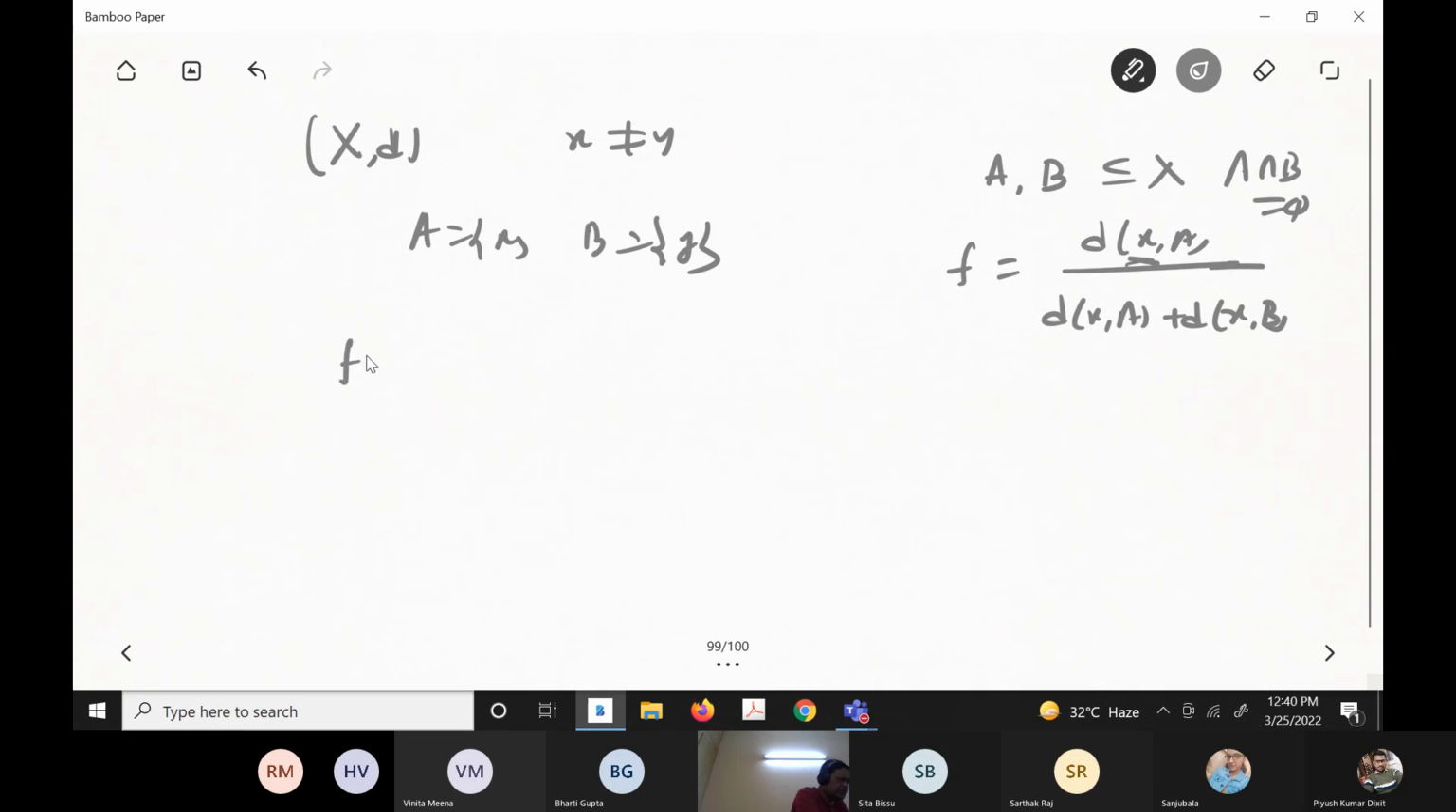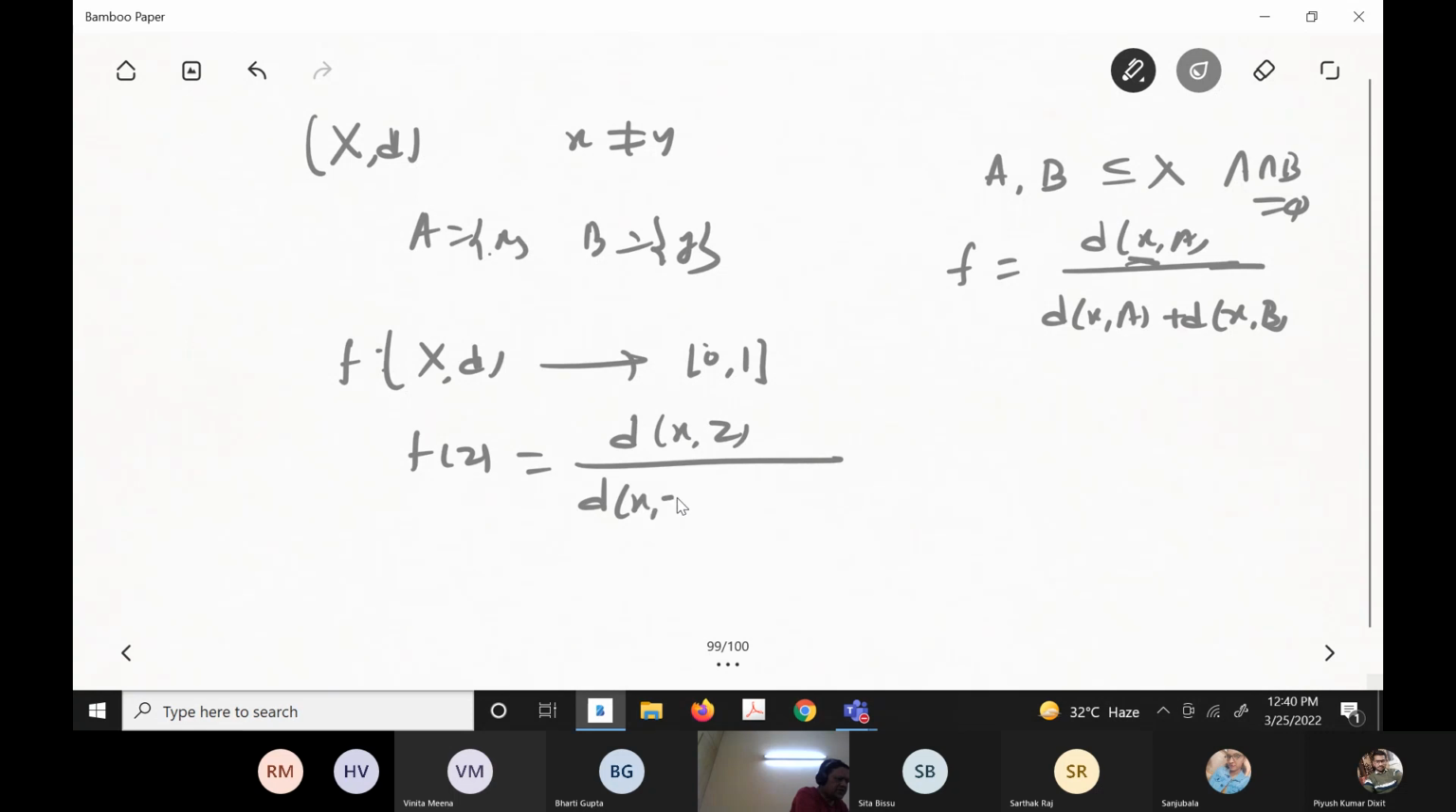So f, going to [0, 1], define f. Because here I am taking x and y, this is d(x, z) over d(x, z) plus d(y, z). This is continuous, and it lies between 0 and 1. The same arguments are now applied to show that we have this.